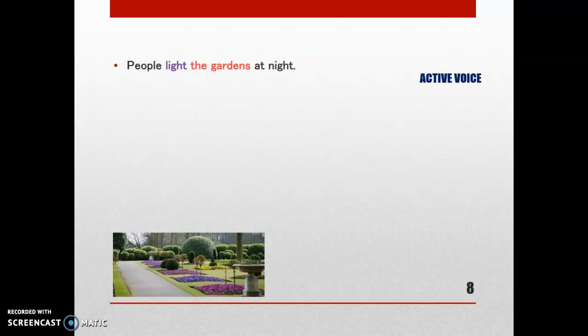People light the gardens at night. The gardens are lit at night. Object, which becomes the subject. Verb. In this case, we use are because it's gardens. It's like having they as a pronoun. The agent is not important. And at night, which is the complement, remains as the final element.